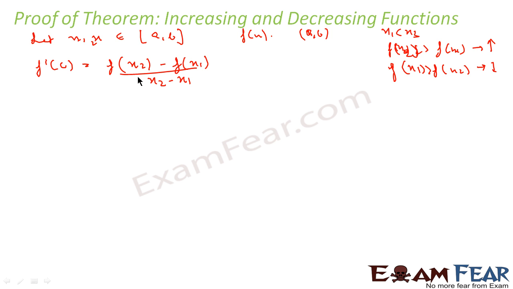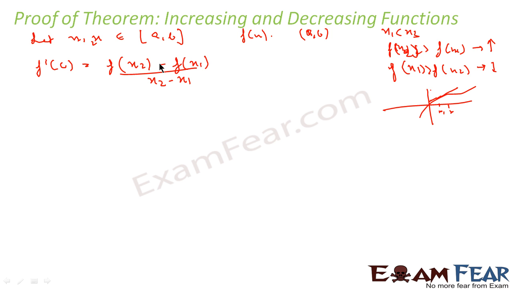Where c is a number between x1 and x2. If you see how I have done this, if this is my graph, if my x1 is this point and x2 is this point, and I want to find the slope at this point, let's suppose c, so this is nothing but slope.